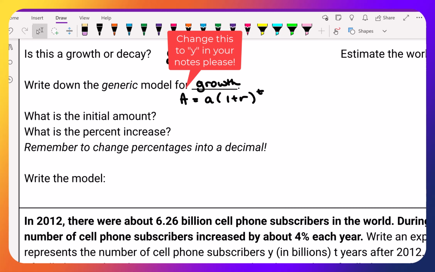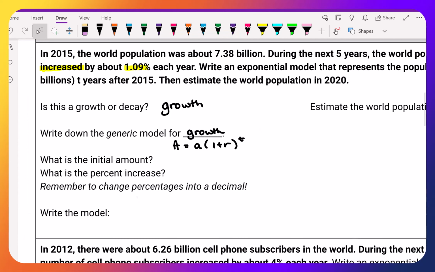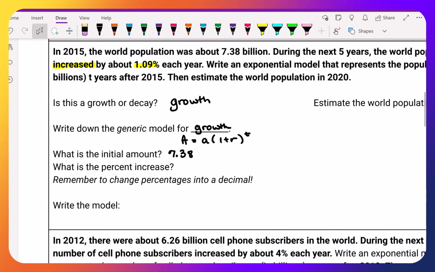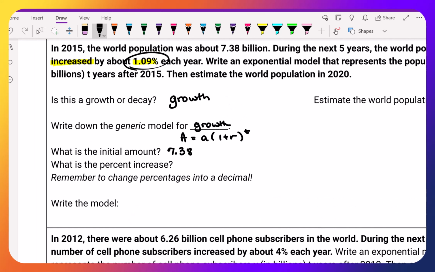All right, next part's really important. What's the initial amount? So the initial amount was 7.38 billion. So we're going to leave it a decimal, 7.38. We just have to remember that it's in billions. And then the percent increase is 1.09%.